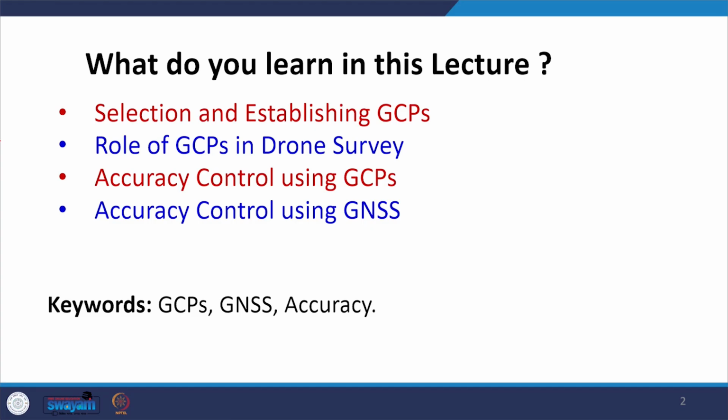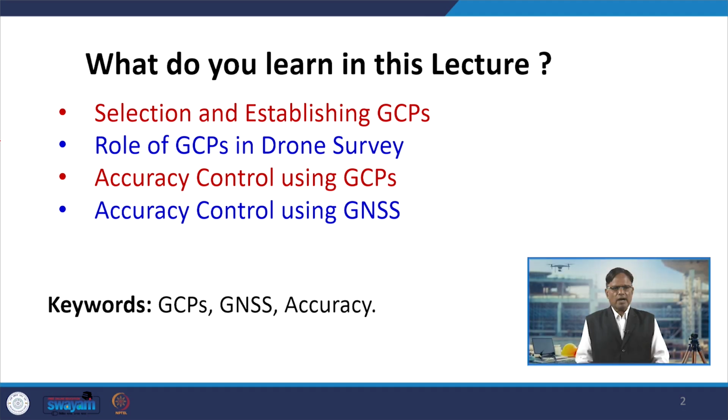Welcome to lecture 10, which is about accuracy control using GNSS and GCP while doing drone surveying. In this lecture, you will learn how to select and establish ground control points, because these are a very important requirement in the drone survey. What is the role of these GCPs in survey, how we control the accuracy using GCPs, and how we can control the accuracy using the GNSS data.